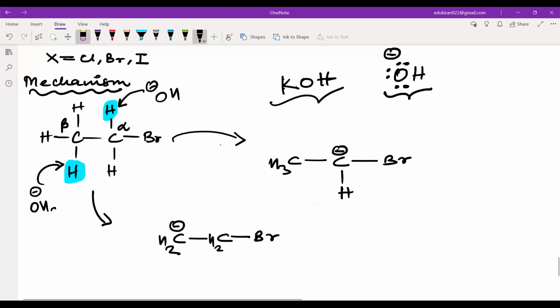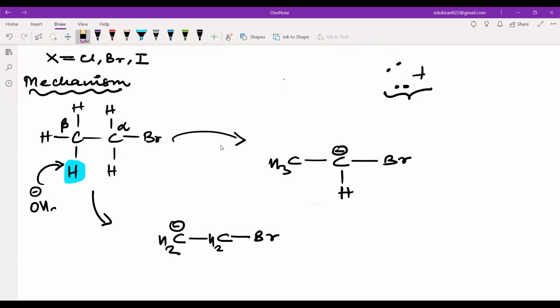That is why what we can say is that the OH negative is not going to attack here. Rather, what it will be doing, it will be attacking on this particular atom. Okay, so let me remove this OH negative here also. You can remove this. Okay.